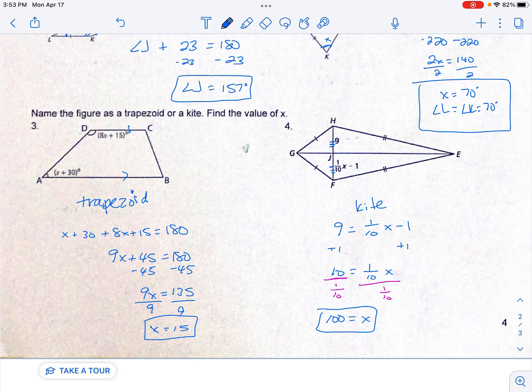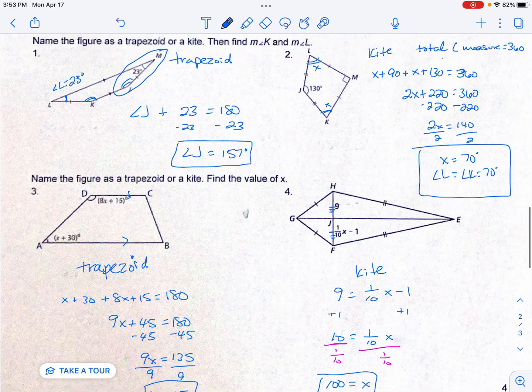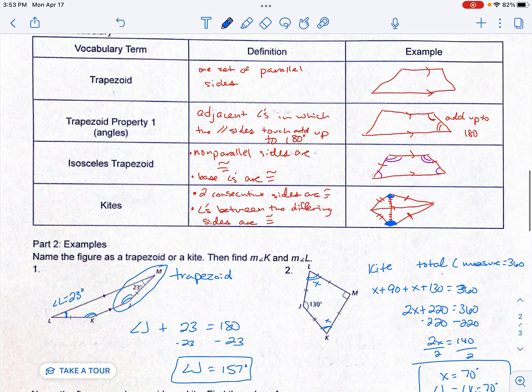This is your trapezoids and your kites. Probably one of the more challenging ones out of everything that we've done so far. We have our test on Thursday, and I will see you guys tomorrow.